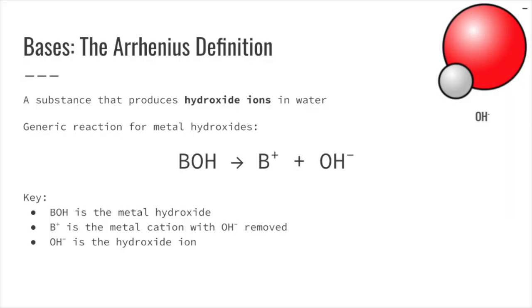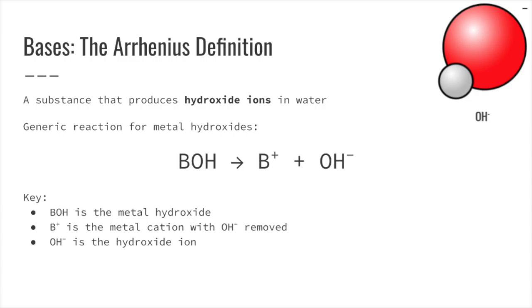The Arrhenius definition for bases states that a base is any substance that produces hydroxide ions in water. If you put it in water and hydroxide ions are produced, then it's a base. Most bases are simply metal hydroxides, that is, ionic compounds with a metal cation and hydroxide for the anion. In this generic equation, we use B to represent the metal, so B+ is the metal cation. In this equation, we are considering only a metal with a 1+ charge, but it could be 2+ or 3+, and in those cases, there would be more OH- ions, so coefficients would be needed in order to balance the equation correctly.